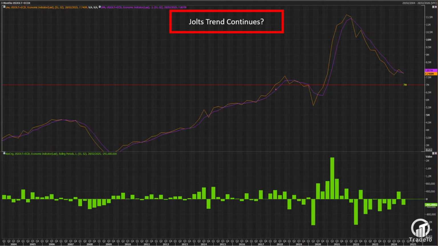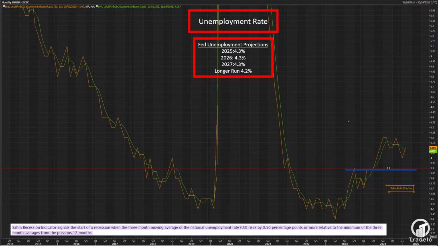Okay, now in terms of some of the key economic data, we can see JOLTS continues that trend down. Is it a problem? No, of course not. We know 7 million is the long-term average, so we're just returning to where we were at pre-COVID levels. If we move on and talk about the unemployment rate, we can see that the Fed thinks unemployment is going to be around 4.3% this year, and currently we're hovering around that 4% mark on a 3-month average. So again, things are not problematic at all.